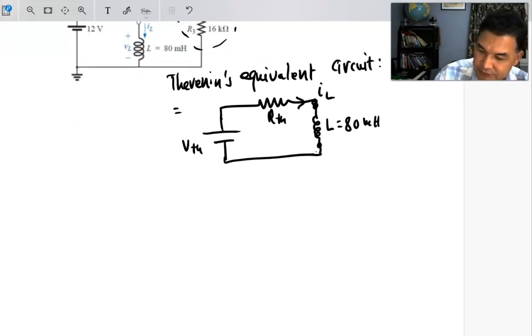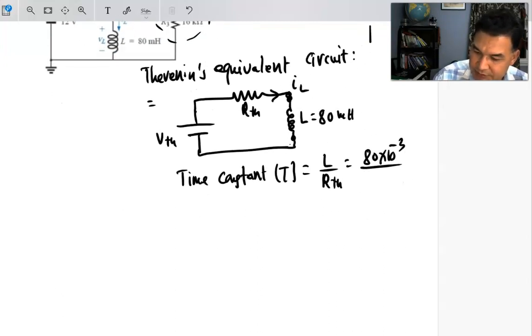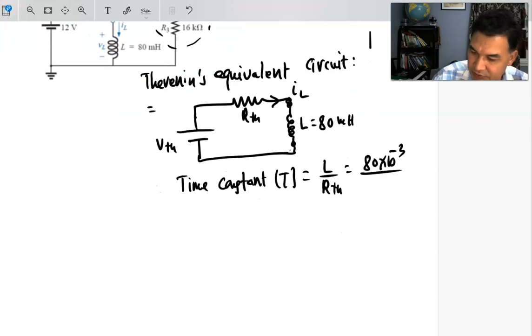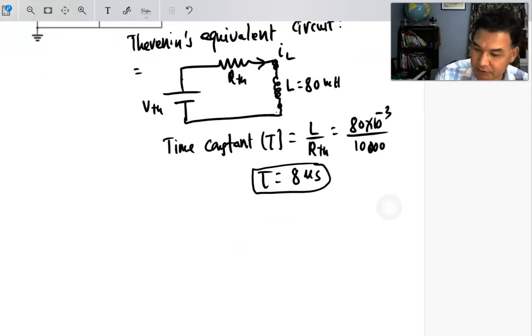So let's find that out. First of all, what is the time constant? Let's first find the time constant. The time constant of the given circuit, because it's an LR circuit, is L over RTH. So L is 80 millihenry, and RTH was 10 kilo ohm, 10,000. So tau is 8 microsecond, which is what we found from the differential equation approach. Okay, you got the time constant.